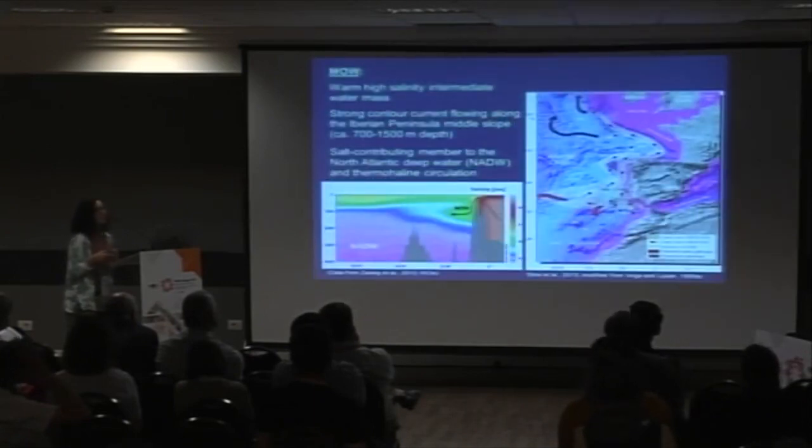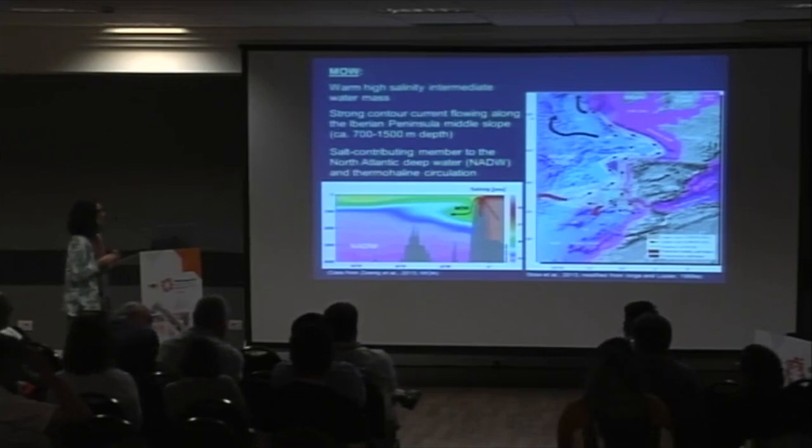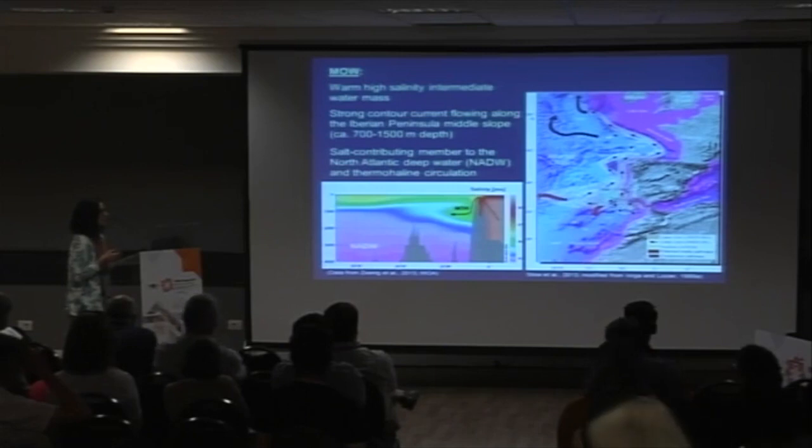And for those of you who don't know, the Mediterranean overflow water is a warm and high salinity intermediate water mass, and it goes out from the Strait of Gibraltar, and it's a strong contour current which flows along the Iberian margin, at a water depth between 700 and 1500 meters. And this current is very important because the Mediterranean overflow water, the MO, is an important salt contributing member to the North Atlantic deep water and to the thermohaline circulation.